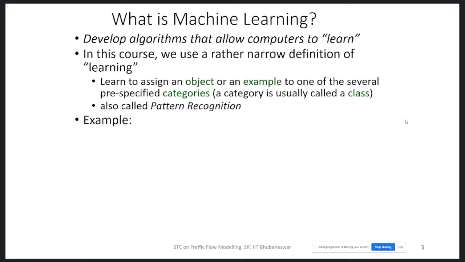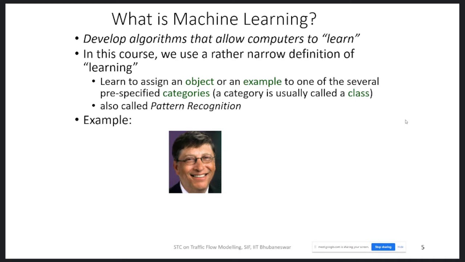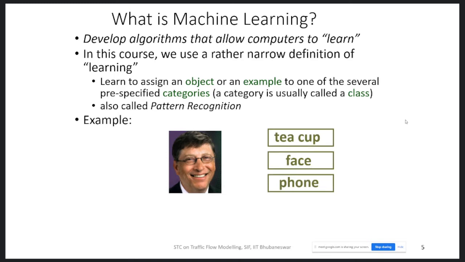Now let's see an example. Say a face photograph is given like this, okay. So we do not know whether it is a face or not. And you ask questions like, as a multiple choice question, whether it's a teacup, whether it's a face, whether it's a phone. When your computer can answer this, that means the computer has learned about the features of this object. And then the computer suggests that it's probably a face. And if you go to a further advanced level of learning, then the computer can even say that probably this is Bill Gates' face. So that's what we talk about when we talk about learning.